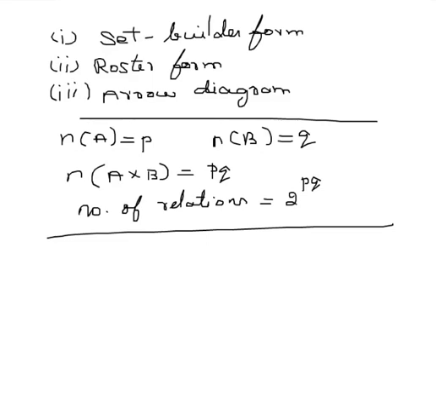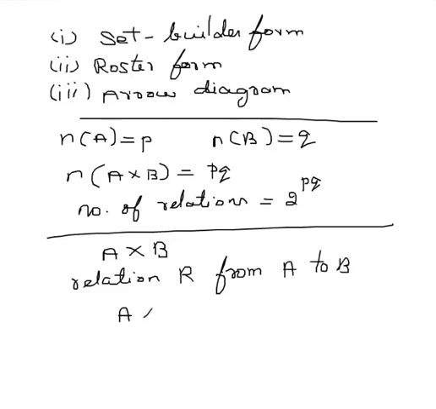Now, if we write a subset of A cross B, we say that it is a relation R from A to B. Whereas, if we are writing a subset of A cross A, we can say that it is a relation R on set A. So if I say relation on set A, it means A cross A.